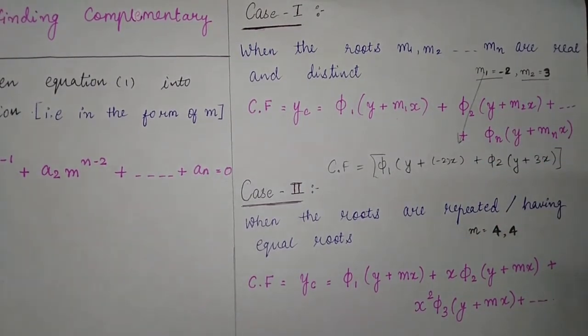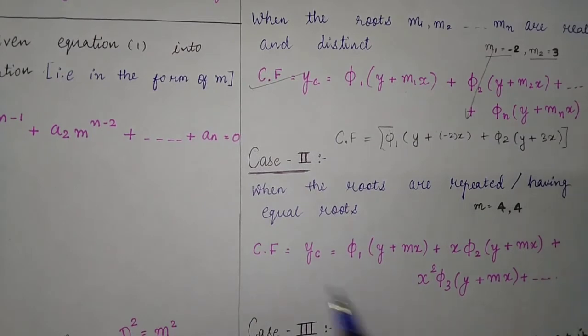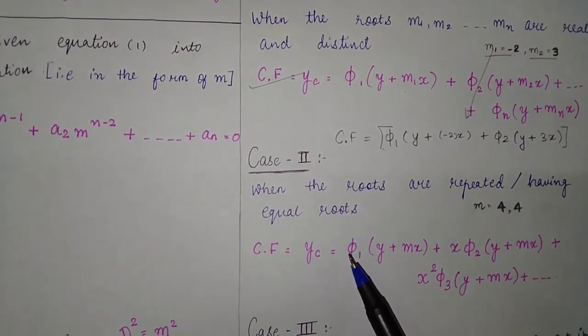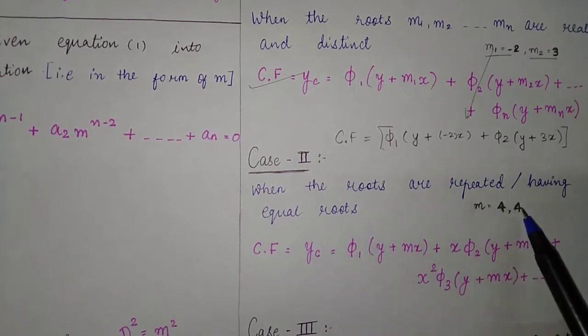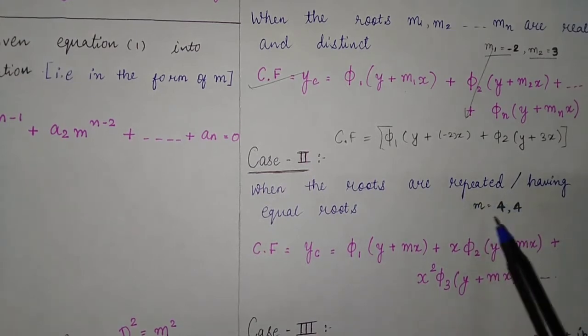So if you want to find the complementary function for real and distinct roots, then this is the formula. You have to remember this formula for real and distinct roots. Okay, now case number 2: when the roots are repeated and equal. When you get the value of m as 4,4, the roots are repeated, and they both are equal, that is 4,4.